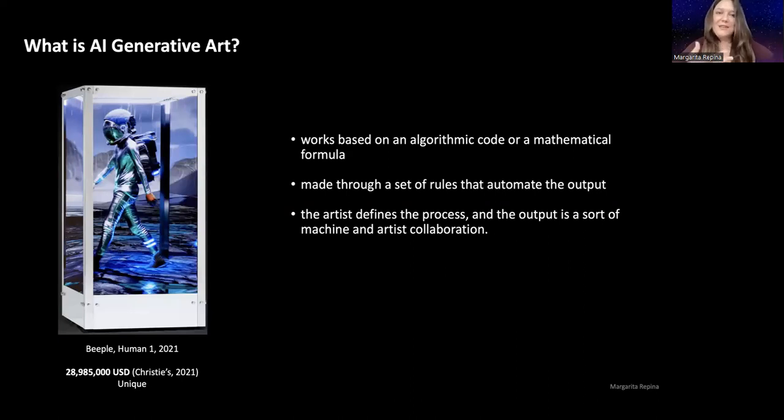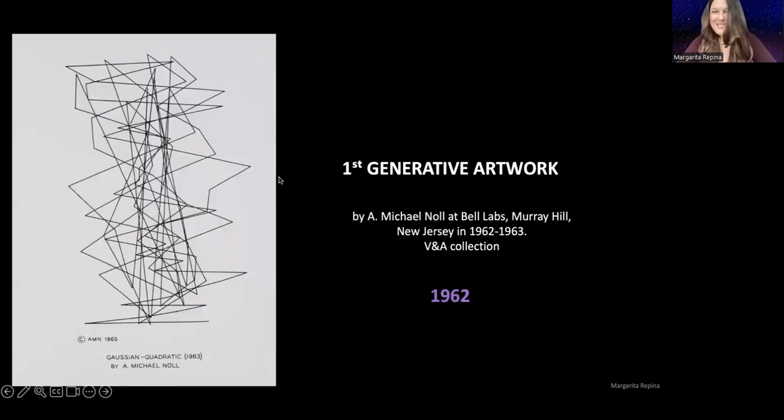So what is generative art in general? Generative art is a set of artworks based on algorithmic code or a mathematical formula. These works are made through a set of rules that automate the output. But the most important thing, why we distinguish, for example, design from art, is that the artist, not the machine, not the software, defines the process and defines the output. And the output is a sort of machine and artist collaboration, not vice versa.